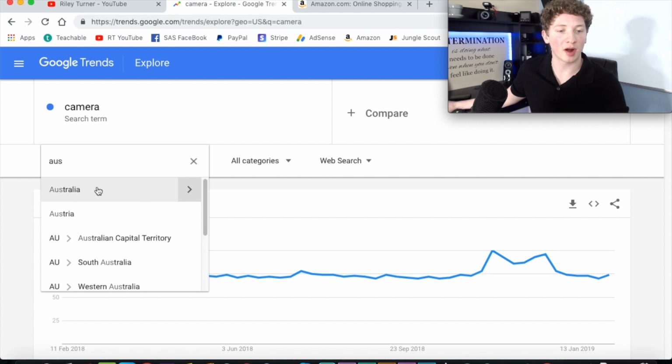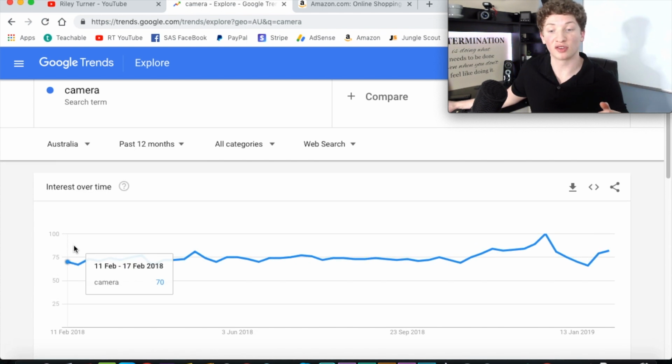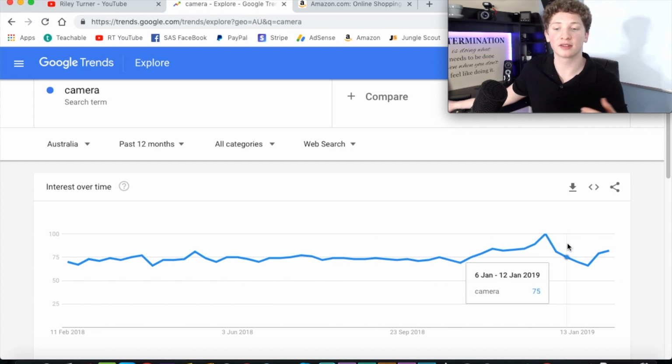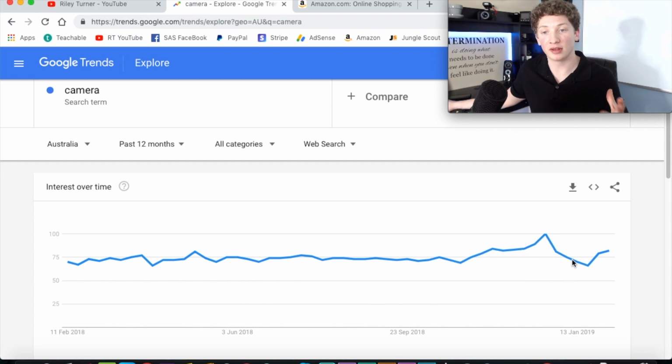So we're going to go ahead and try Australia and see if it has a similar demand or if it's any different. Okay, so actually it looks even more steady than in the United States market. So I would definitely consider this a steady product in Australia and the United States, and it would be a good product that would sell well all year long.